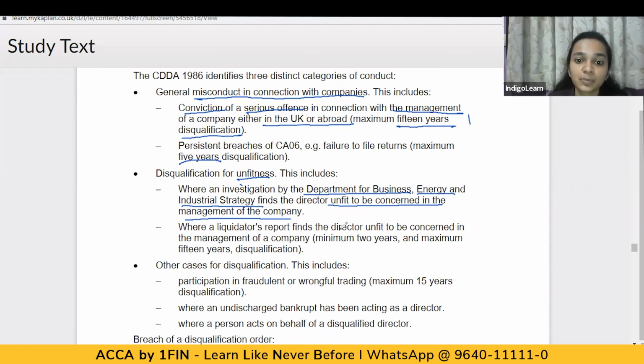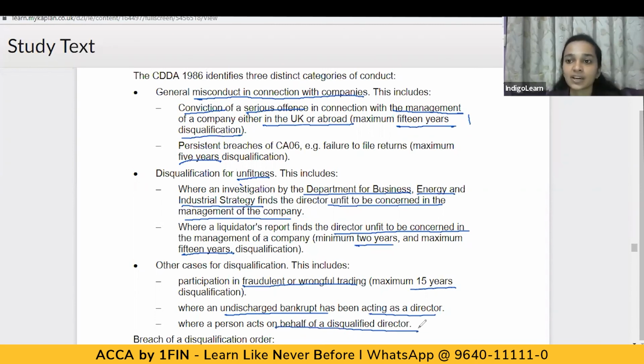Where a liquidator's report finds the director unfit to be concerned in management, minimum 2 years disqualification, maximum 15 years disqualification. Other cases of disqualification are where a person participates in fraudulent or wrongful trading, maximum 15 years. Where an undischarged bankrupt has been acting as a director, where a person acts on behalf of any disqualified directors. These are also grounds of disqualification of a person to act as a director in a company.